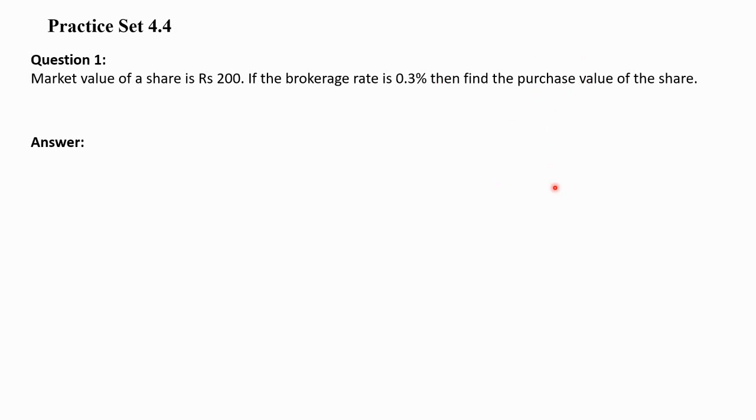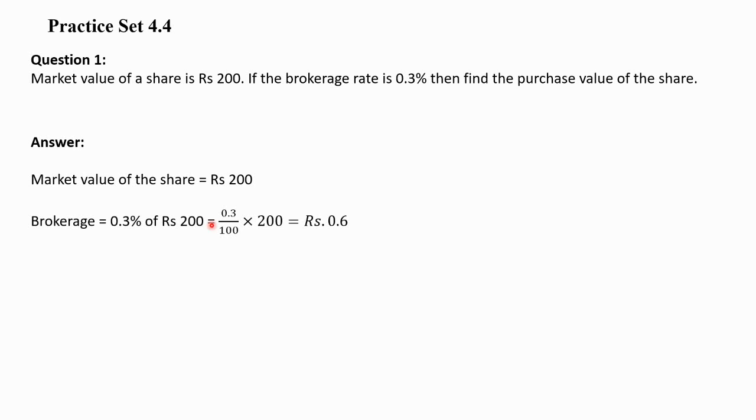Let us start with the solution. Market value of the share is rupees 200 and brokerage is 0.3% of rupees 200. As we know, brokerage is collected on the market price. That is why we find out 0.3% of rupees 200, and that is 0.3 upon 100 into 200, and that is 0.6 rupees. So 0.6 rupees is the brokerage charged per share.